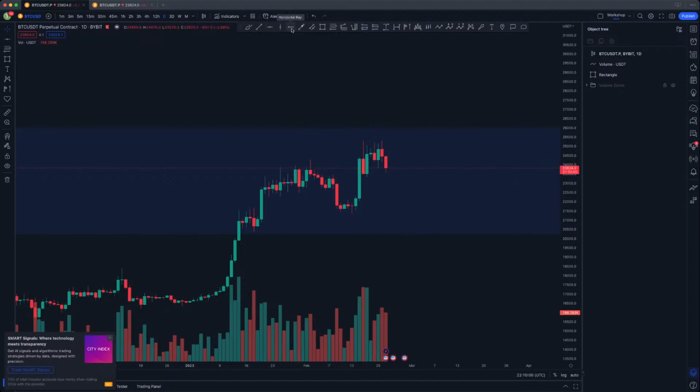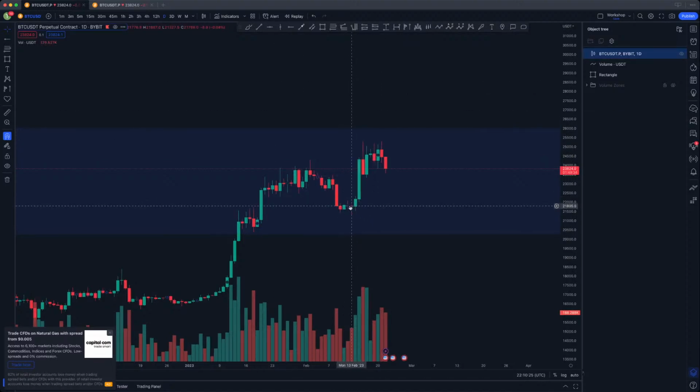We're going to use the horizontal ray, and I'm going to put my magnet tool on here on the left hand side. So click my magnet. That means now when I'm moving around, the crosshairs get stuck to the areas I want, and what I'm looking for is the candle body open of a change of direction. So what do I mean by that? You can see here, this is the start of a new direction. We've gone from a bearish candle to a bullish, and then another bullish candle, and then we reversed down back here, and then we reversed again.